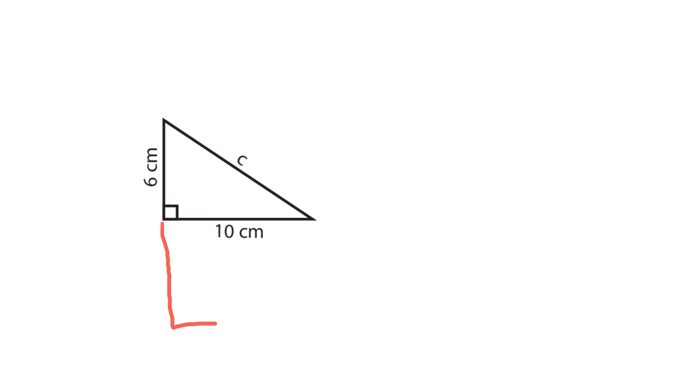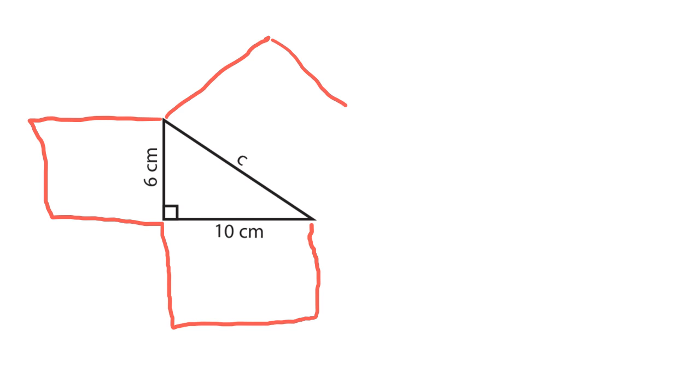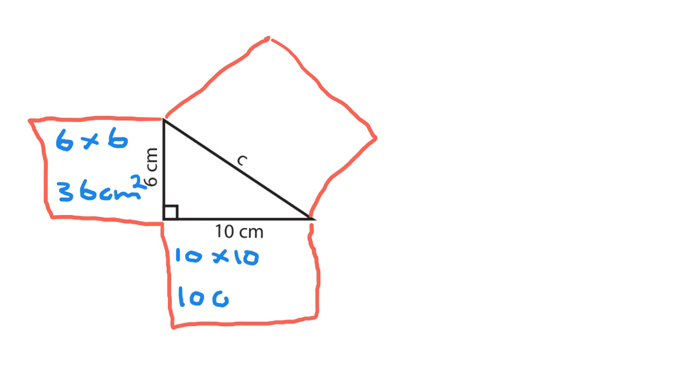I am drawing these squares freehand, so they won't be perfect, but that's okay. So we'll draw a square off of each side of this right triangle. And then the next step is going to be to find the area of each square. For this one, it's going to be 6 times 6 because we have side lengths of 6. So the area of square A is going to be 36 centimeters squared. And for side B, it's going to be 10 times 10, which is going to give us 100 centimeters squared.